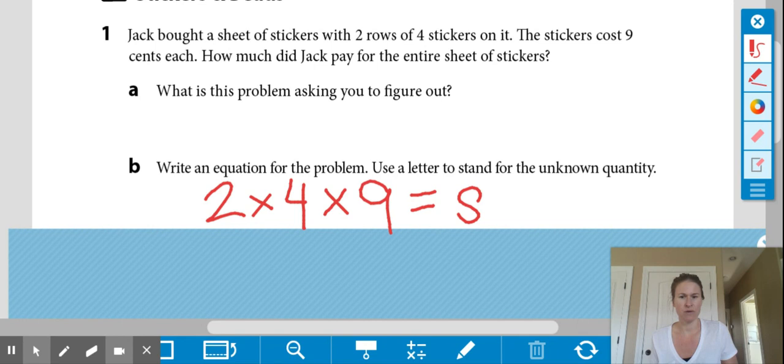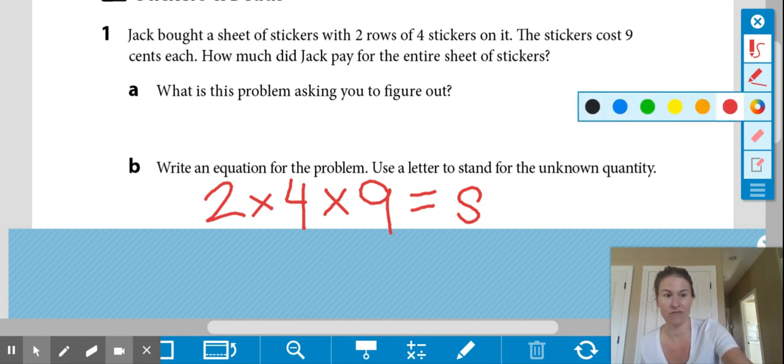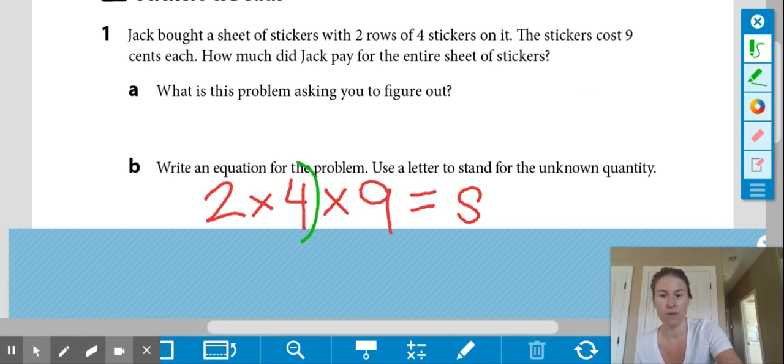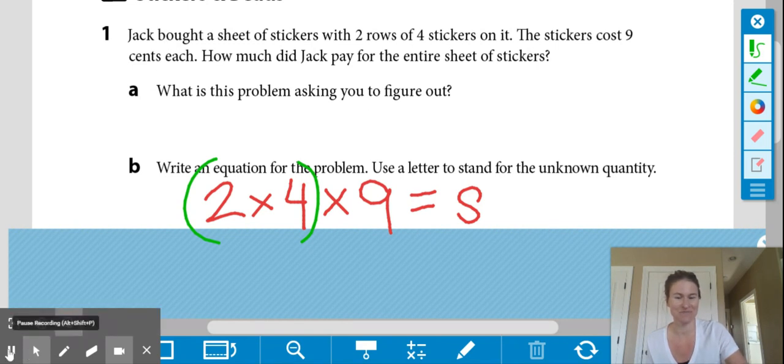So what I want you to do is pause the video, and try to solve this problem because there's many ways to solve it. Remember, when there's 3 different products, you can choose which ones work for you to multiply first. Maybe you take the 2x4, you find the product of that, and then you could multiply it by the 9. Or you could take the 9 and multiply it by the 4 and then by the 2. You can rearrange those in an order that works for you to find the product of all 3 of those. So pause the video and go ahead and solve this problem.